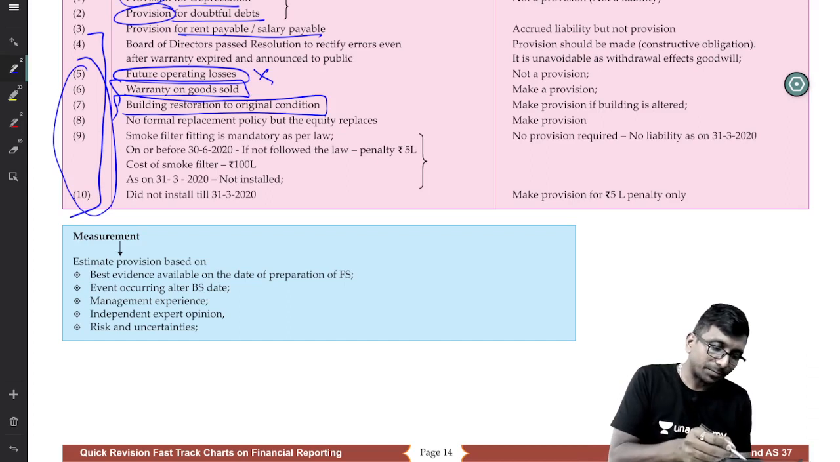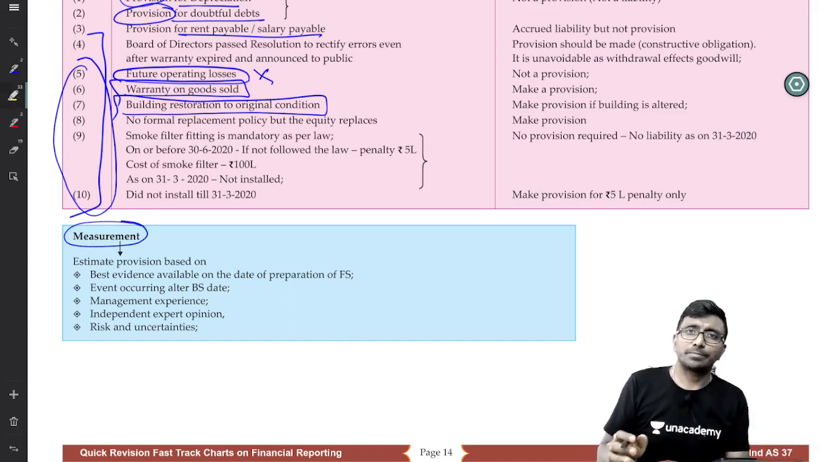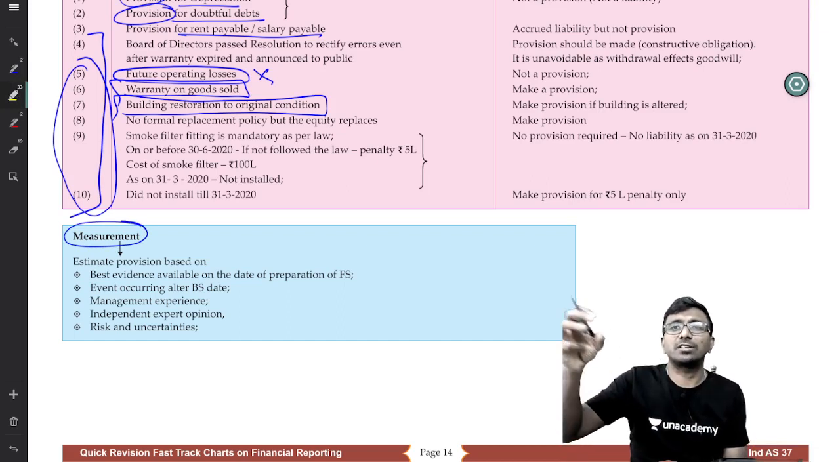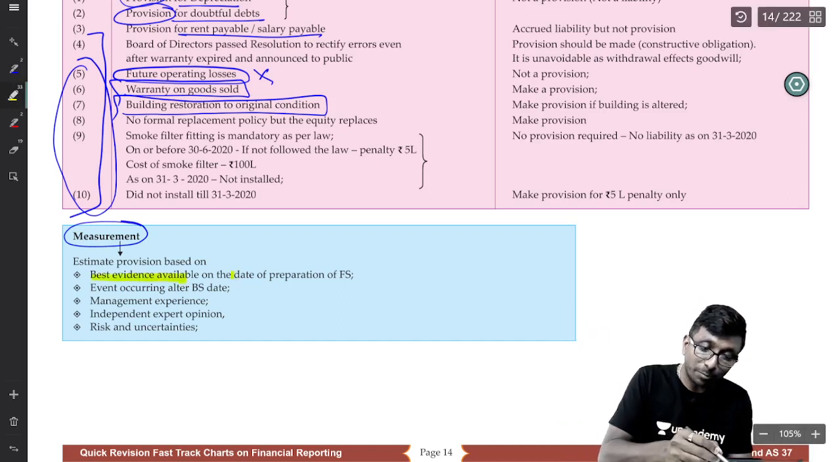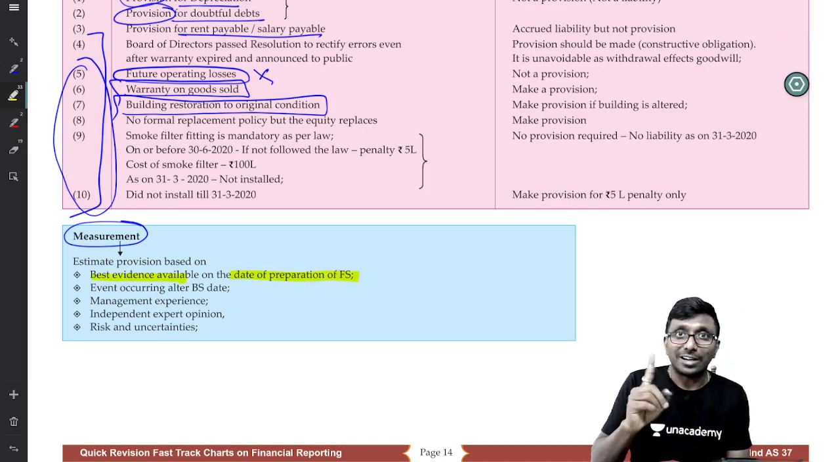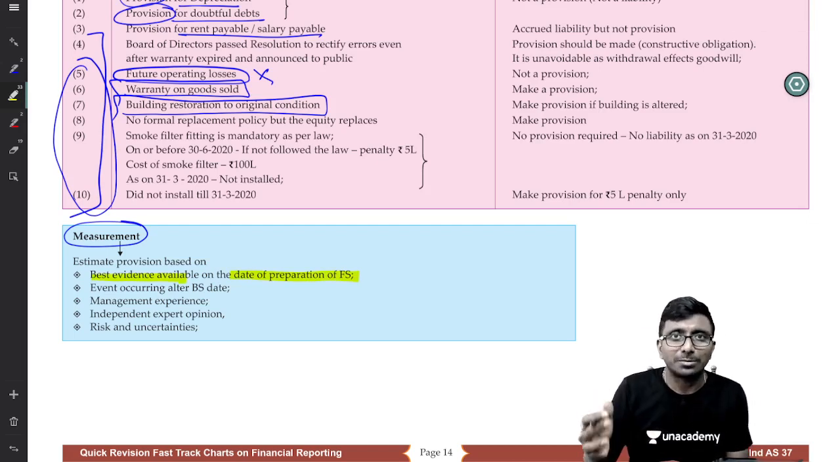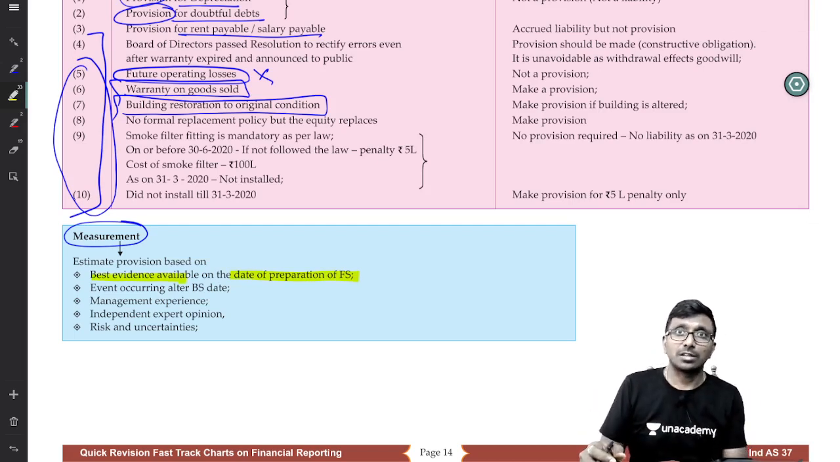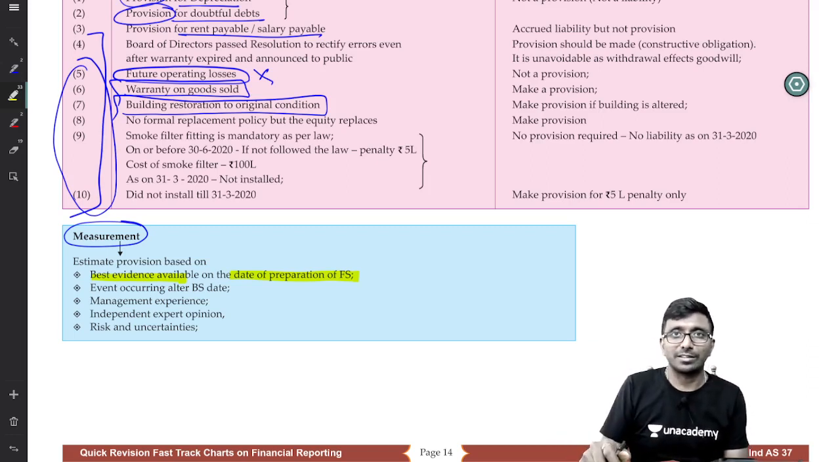How do you measure it, sir? The standard has given a very good guideline: you should apply the best evidence available. When, sir? At the time of preparation of financial statements, my dear friend, remember, but not on the date of the balance sheet. Say, for example, I am preparing financial statements in the month of August. That date's estimation is what you are supposed to take, my dear, not 31st March.